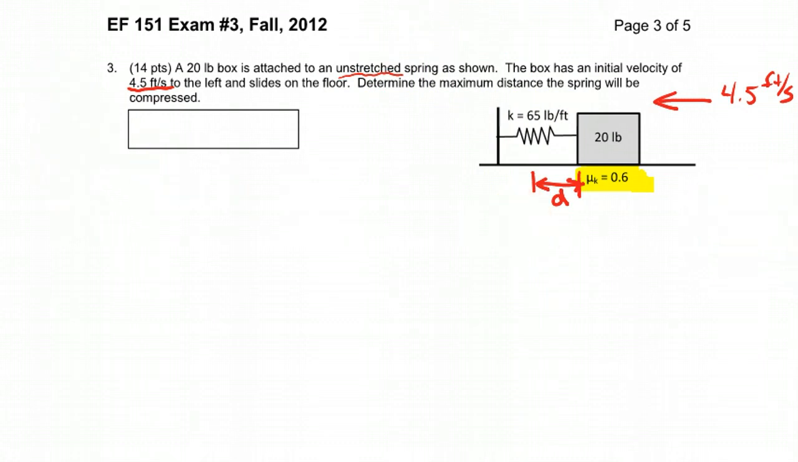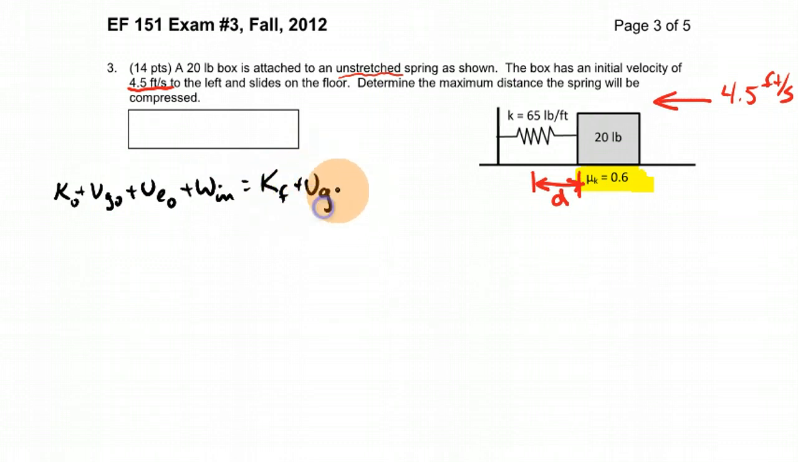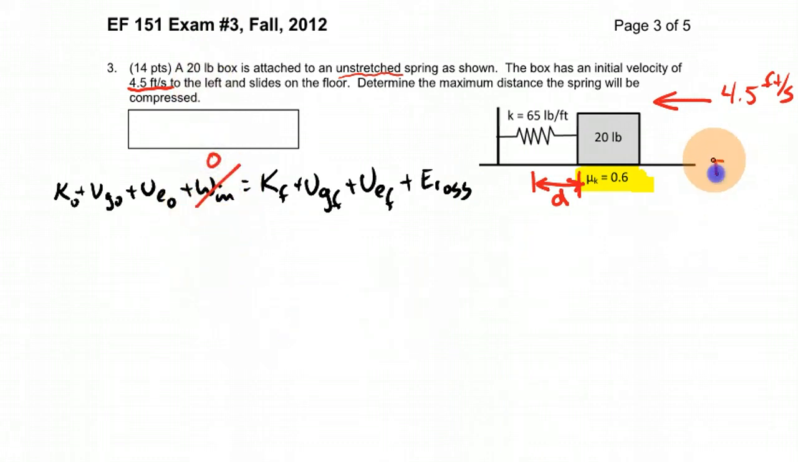But we'll go ahead and write out our conservation of energy here. K0, UG0. I have springs, so we'll do that. Work in. K final, UG final, UE final, plus loss. Alright, let's cancel or drop some things out. That's 0. We'll set a datum for gravity here. No change in elevation, so both of the gravitational potential energies are 0.